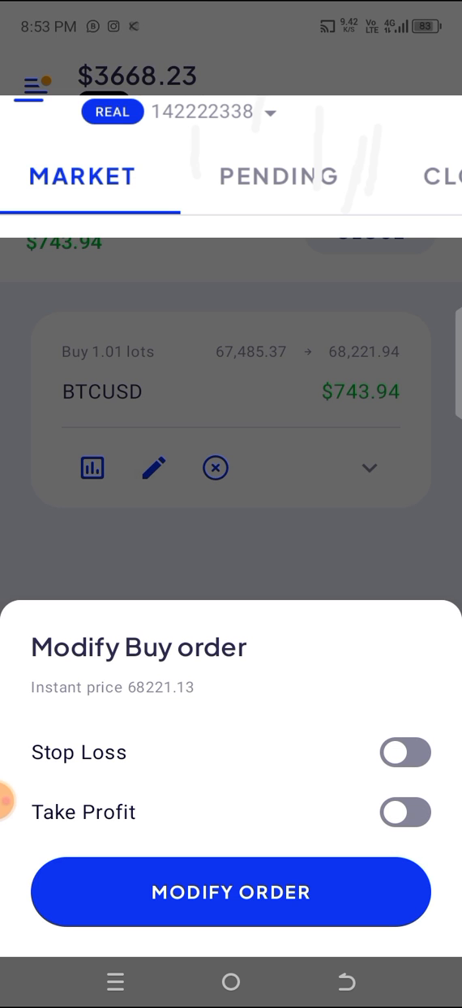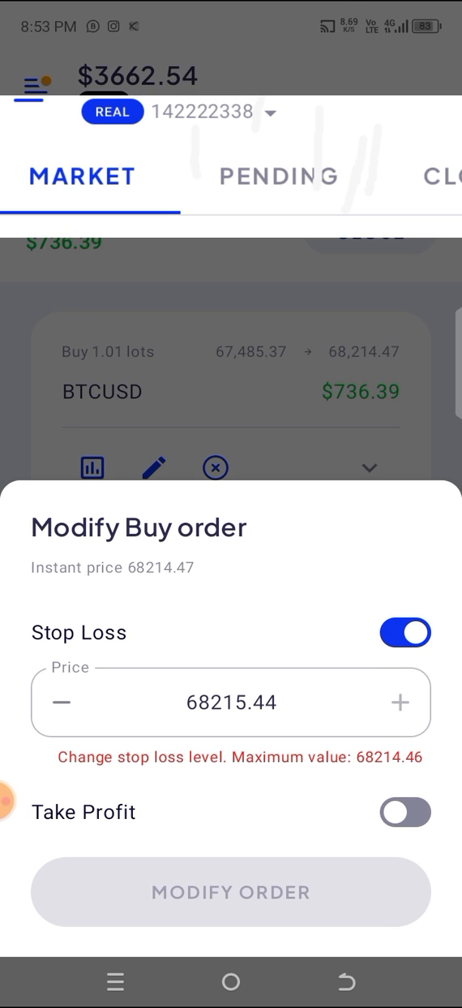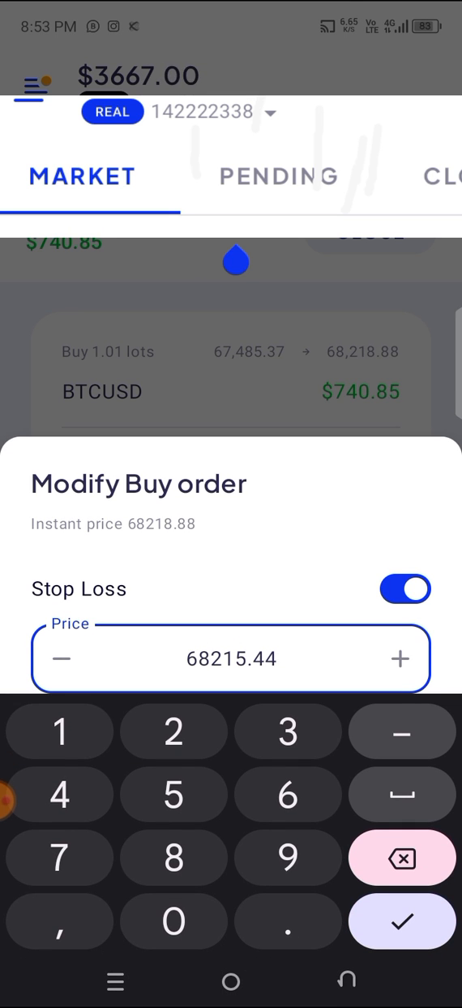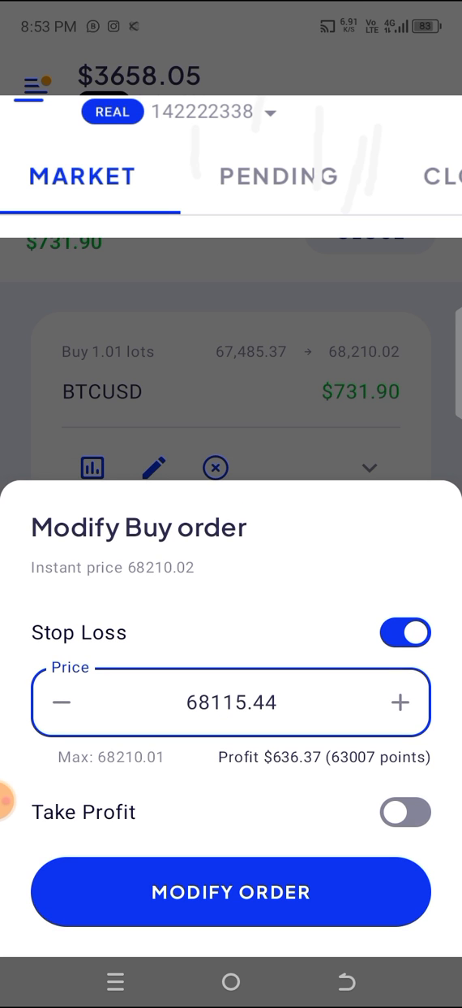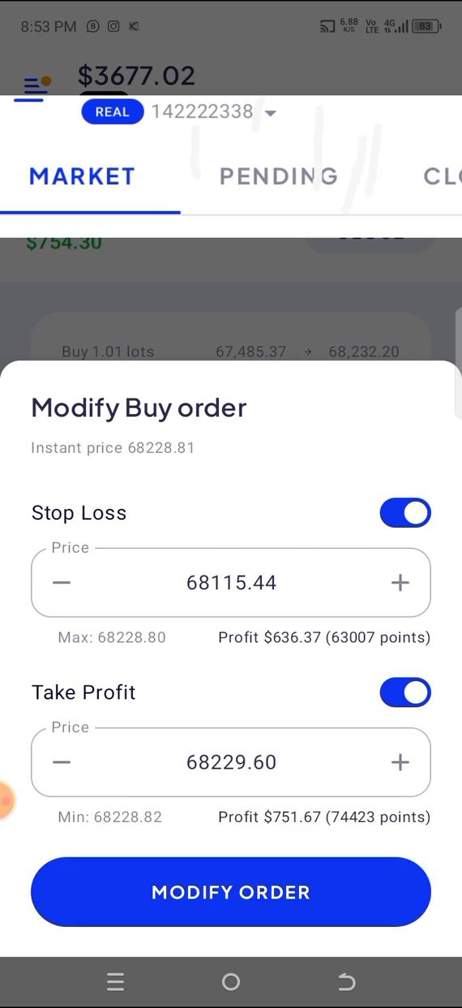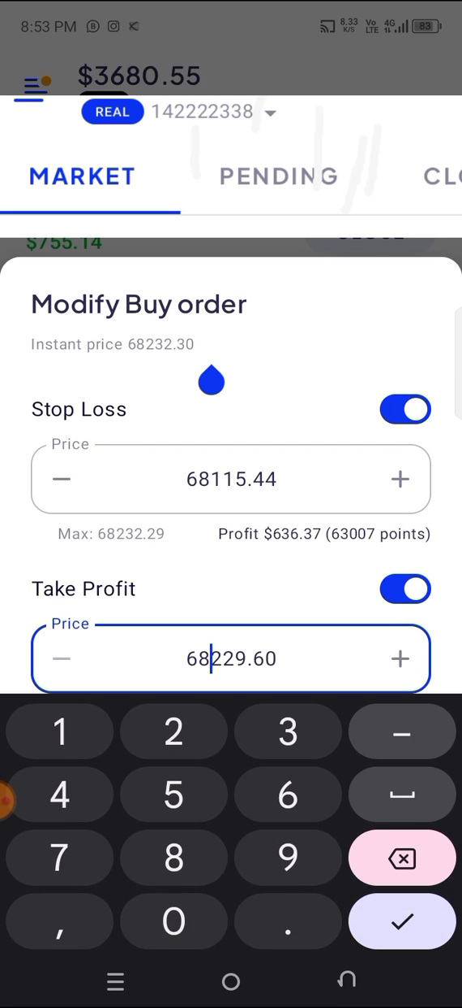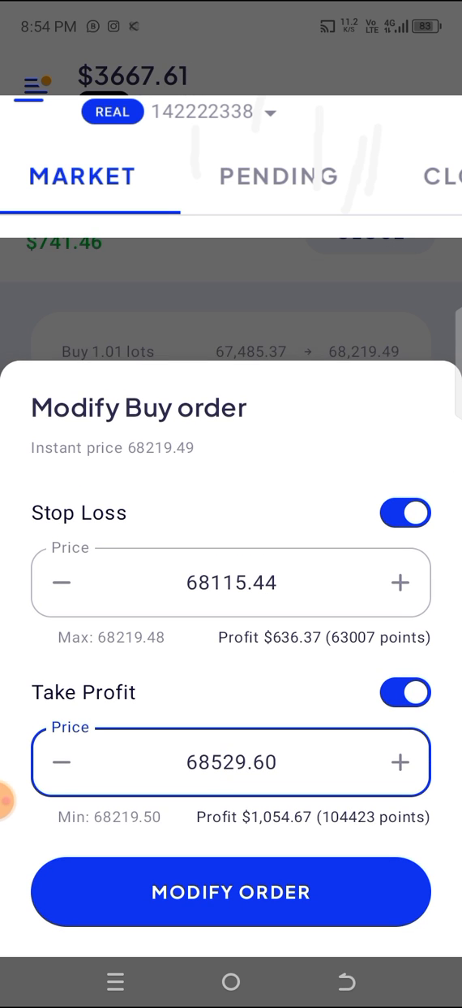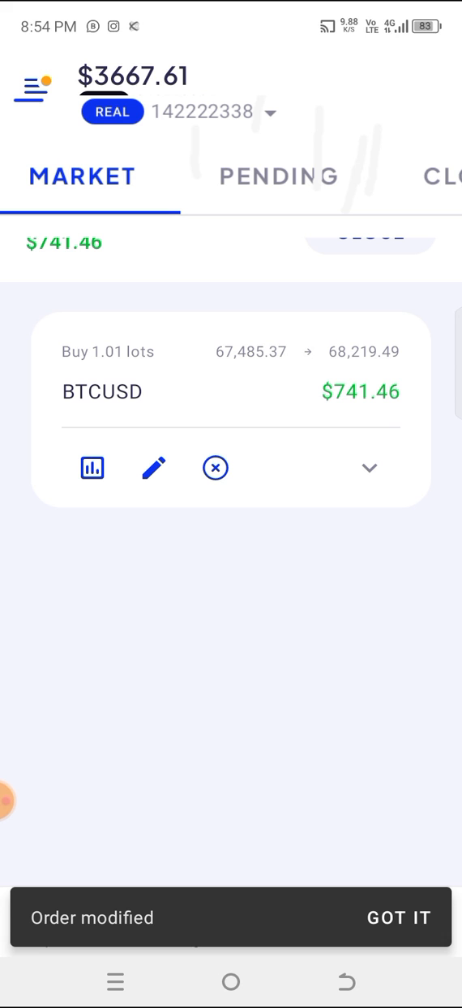So I'm going to set the stop loss. I'll adjust the stop loss to a profit. Then I took this trade at 67,000 plus. Currently the market is at 68,200. So I will adjust my stop loss to 68,100, so that if the market drops below that point, I will still get $630 out of the market.